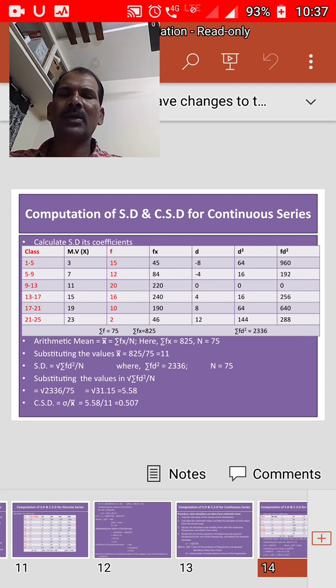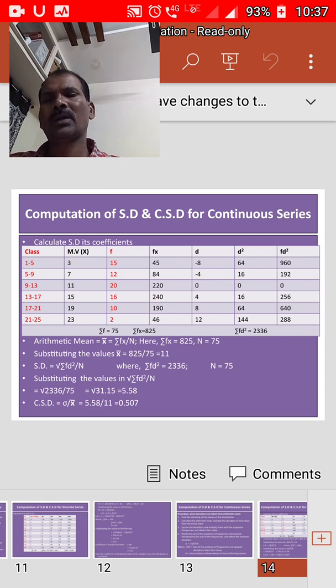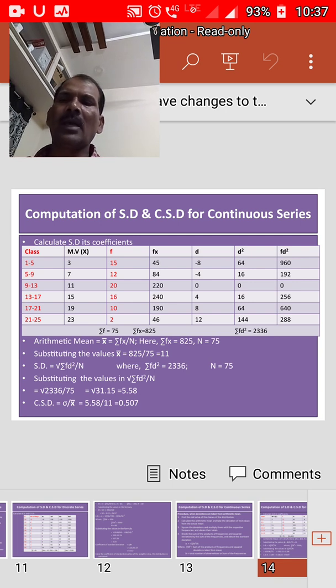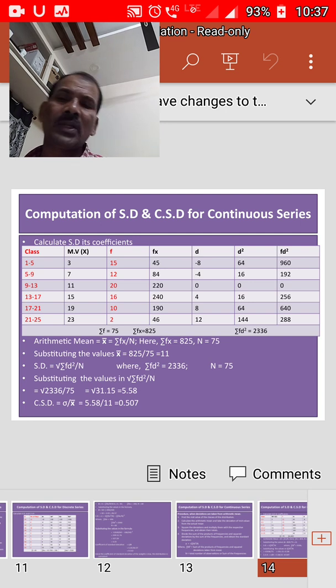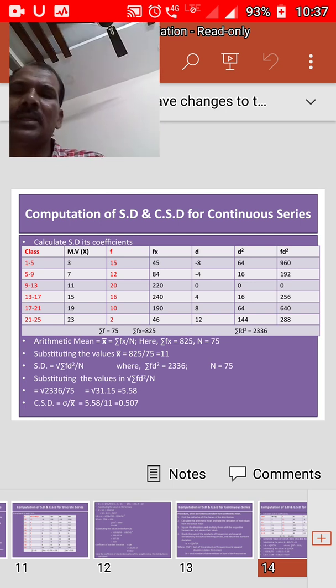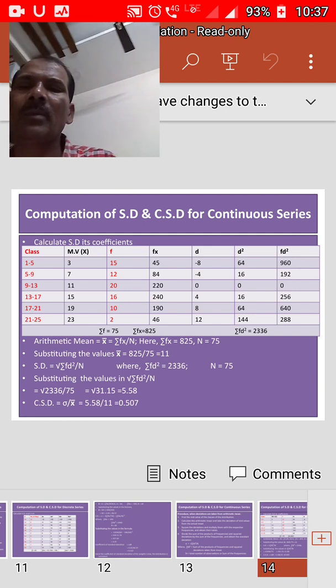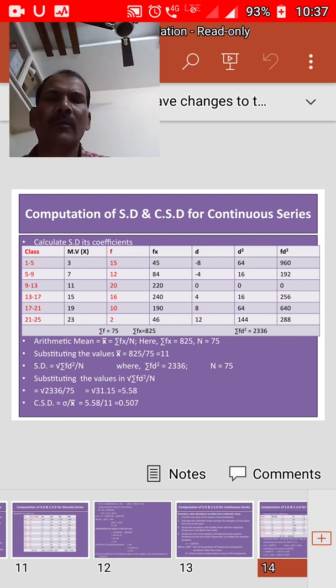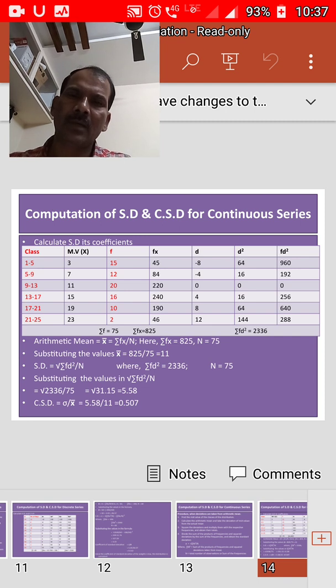Coefficient of standard deviation is equal to small sigma by x bar, that is standard deviation, which is 5.58 by 11, which is equal to 0.507. As the coefficient of standard deviation is high, that is 50% above, hence the distribution is less uniform and more variable. We can conclude that from the result.